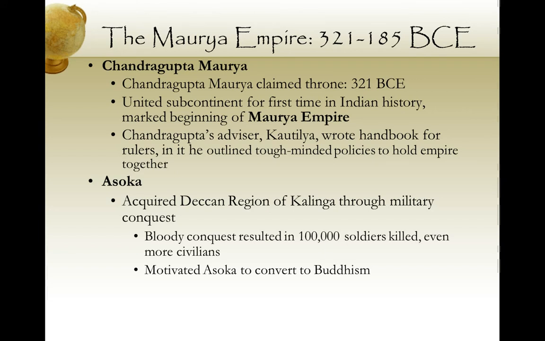The Mauryan Empire was begun by Chandragupta Maurya. He was from the north. He was able to unify large swaths of territory, and his empire was one of the largest empires that India experiences until the modern era. One of the most significant leaders from the Maurya Empire is a guy named Ashoka.